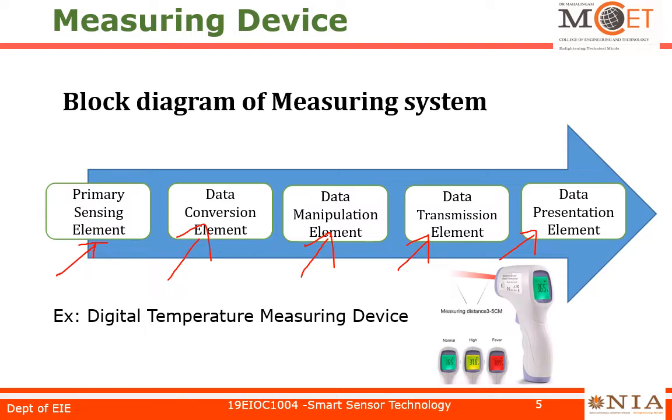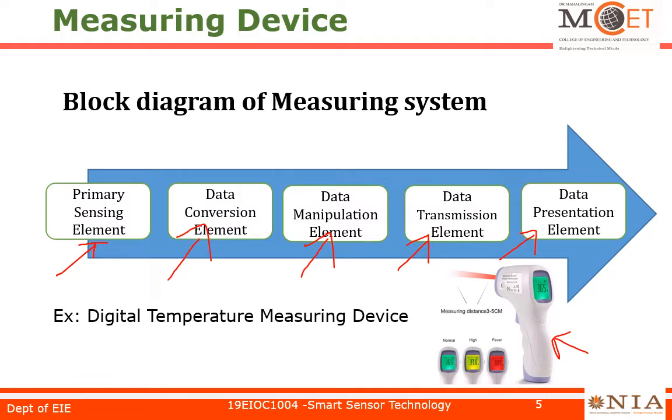For example, you can see here a digital temperature measuring device. In this COVID situation, you can find this type of device used in most places to check body temperature. Here, the first and foremost thing is a sensor, a thermal sensor, which is placed in front of that device. It is IR based. Depending upon the temperature, the wavelength is changed or converted. That is taken into account. So the data will be converted into an electrical signal.